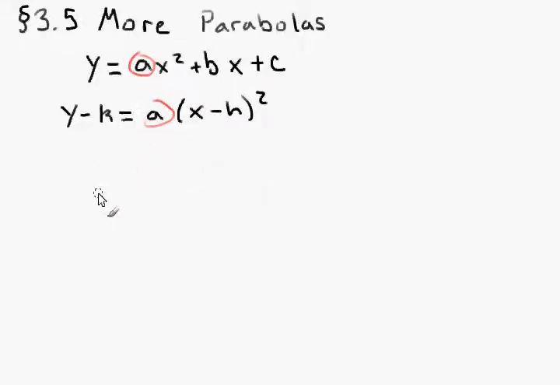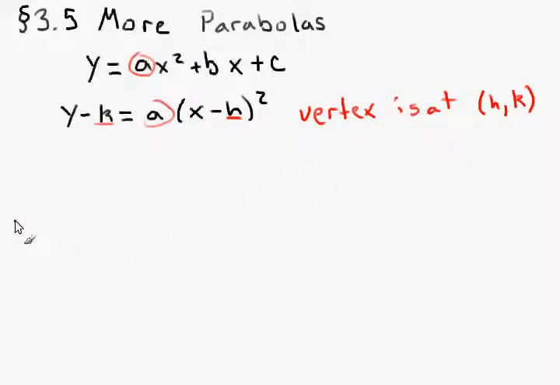The difference here and why we're switching is that the h and the k give us the coordinates of the vertex. So for the vertex, we don't have to do any work. It is at h comma k. And that's pretty nice.